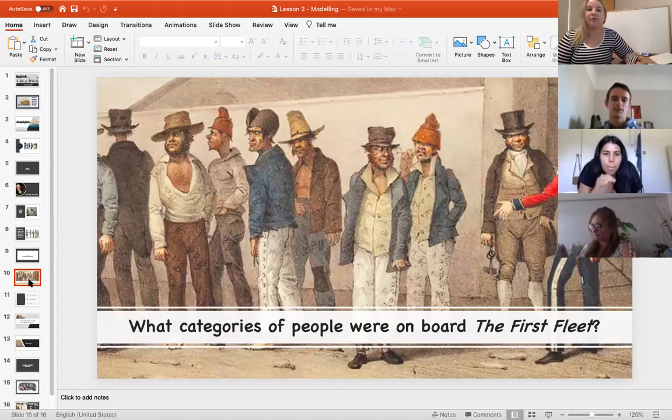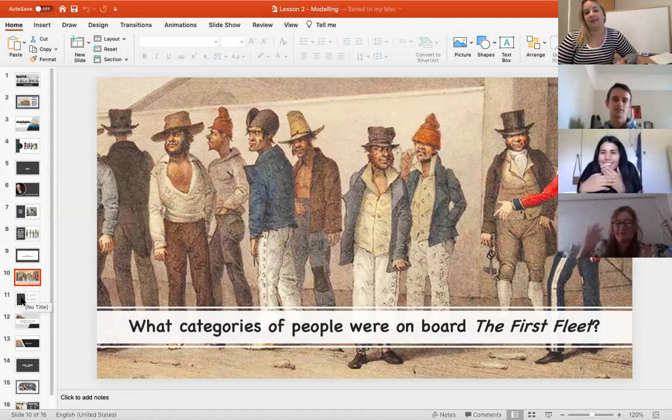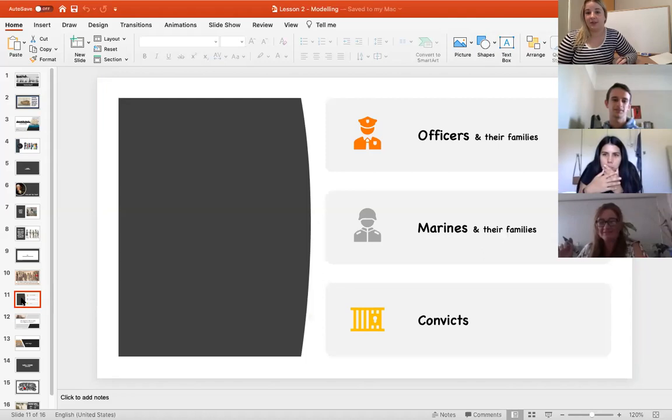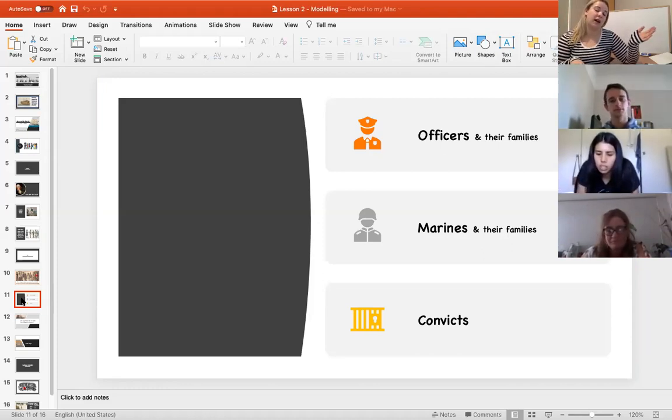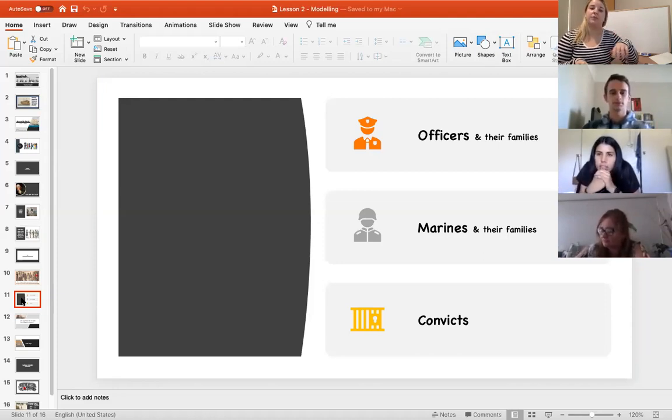Okay, and what type of people were on board the First Fleet? Michelle? Convicts. Yeah, so there was convicts, there was officers with their families, and Marines with their families as well. So there was people of all ages that came along to Australia from England. So there was 11 ships filled with hundreds of people, almost 2,000 people, with officers and their families, the convicts and the Marines leading it.